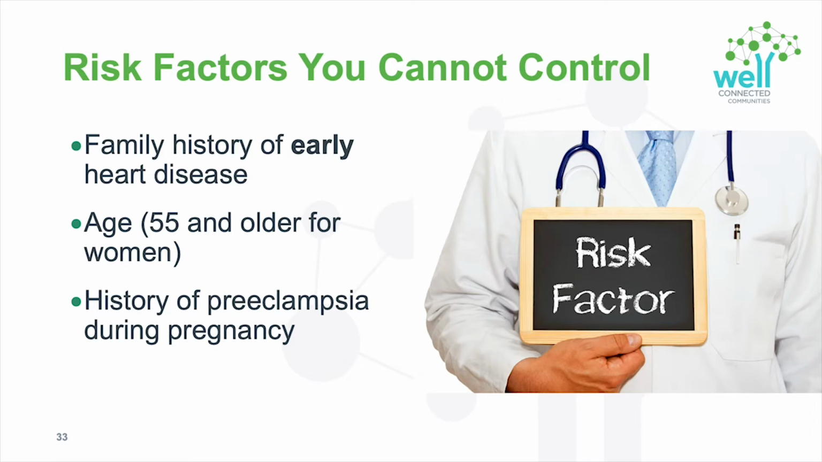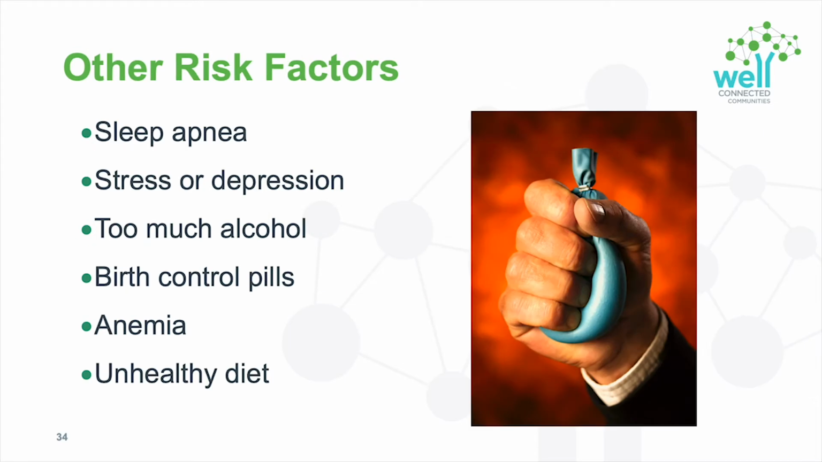Preeclampsia is the name for high blood pressure a woman gets while pregnant if she didn't already have high blood pressure. Other risk factors can contribute to heart disease, including sleep apnea, stress or depression, too much alcohol, birth control pills, particularly for women who are age 35 and older and who smoke, anemia, and an unhealthy diet.